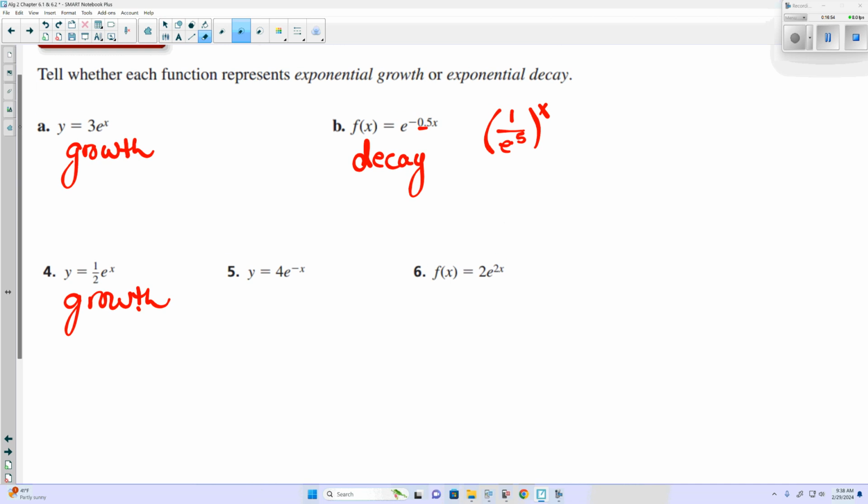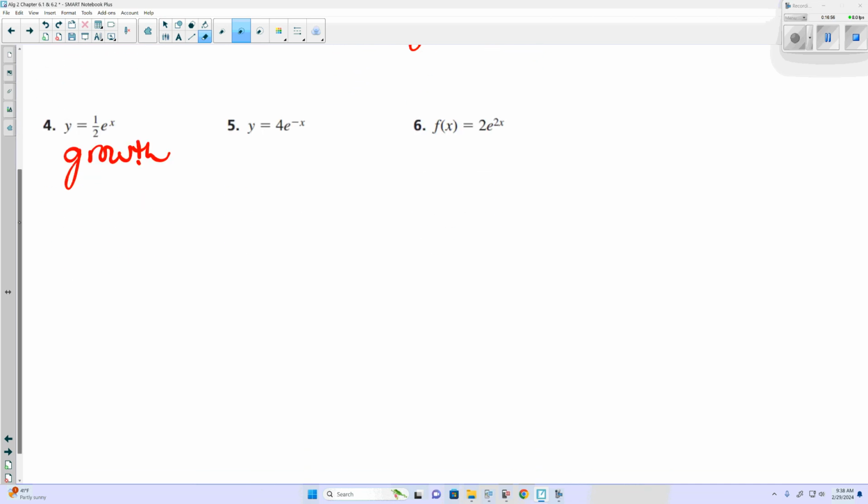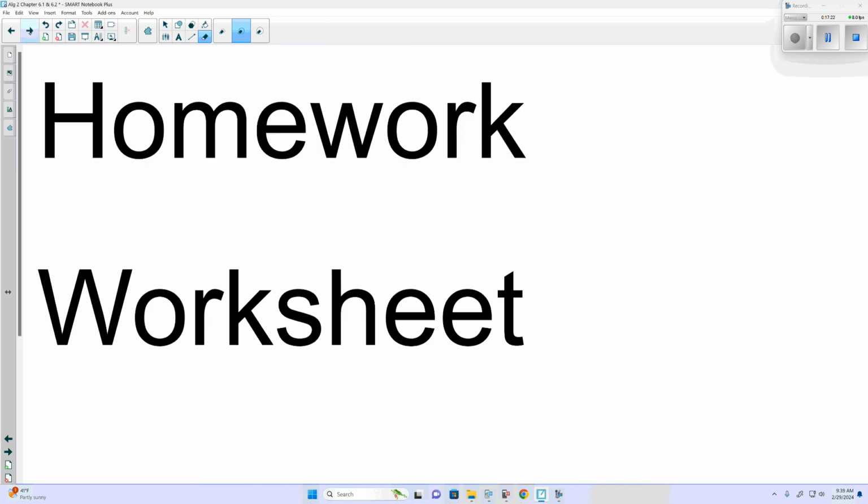Yep. Number 5. 4e to the negative x. Since the x is negative, this is decay. The next one would be growth, because if we look at the exponent, it's positive. So this is growth. That's it.